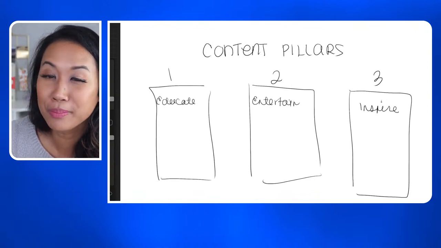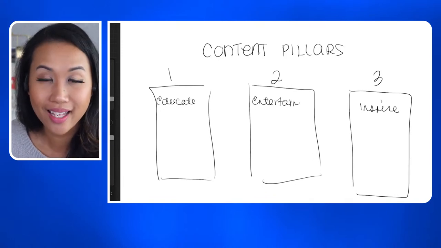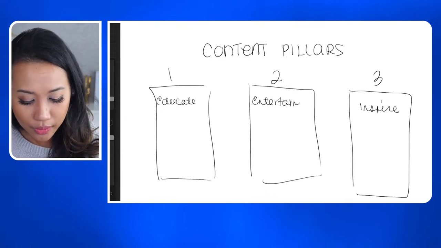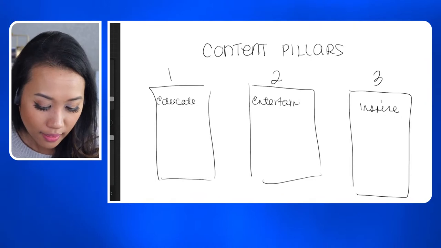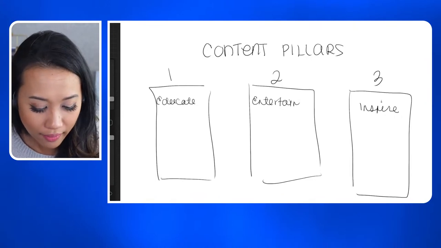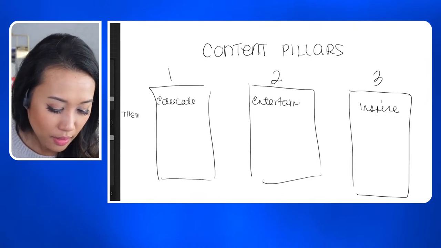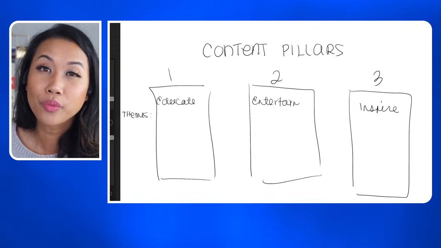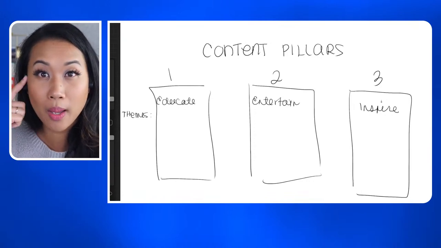Kat says, I love that word, bucketize. Yeah, bucketize your content. So we have these three pillars that we're going to do. And so if these are the buckets that we're going to have, what are some themes? Themes is really good if what we were talking about earlier were triggers, so top of mind and tip of tongue.